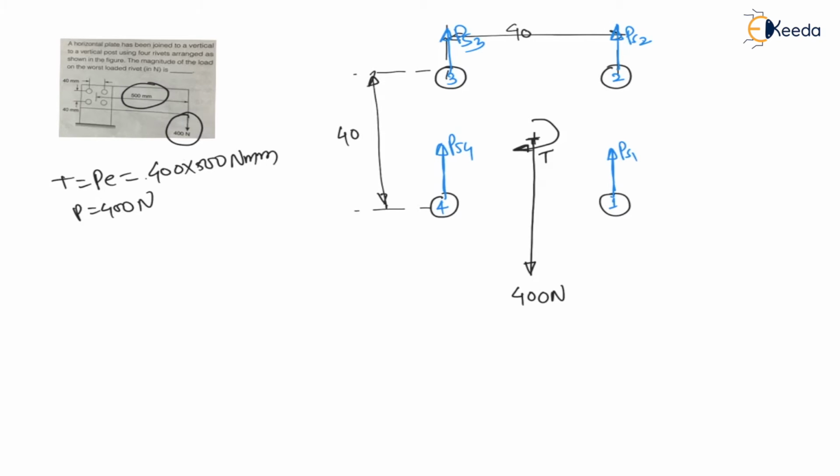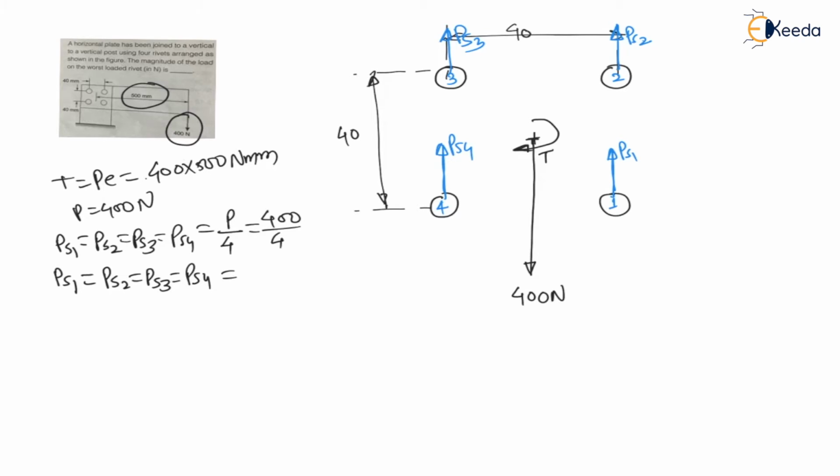And these primary shear loads, that is PS1 is equal to PS2 is equal to PS3 is equal to PS4, is equal to total load divided by number of bolts or number of rivets, that is 4, right? That we have seen in the previous lecture. Here we are solving the numerical. Therefore the primary shear load in all the rivets is PS1 equal to PS2 equal to PS3 equal to PS4, which is the same: 400 divided by 4, which is nothing but 100 Newton. This is the primary shear load in all the rivets acting in vertically upward direction.